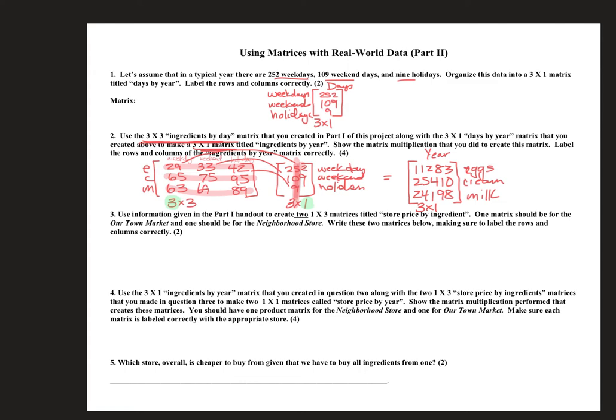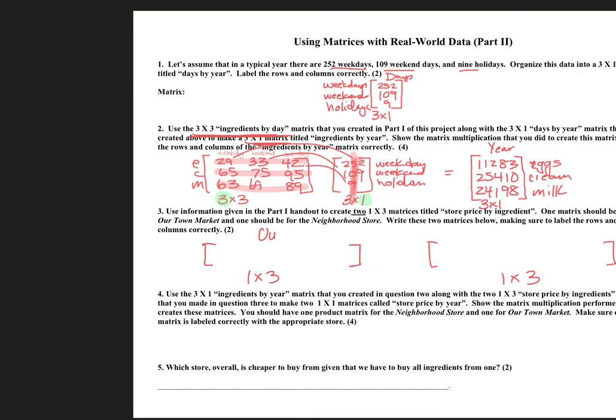Okay, so now that we know how many ingredients we need all year, based off how much ice cream we have and how many days there are and how many batches we make on those different days, a lot of information going on here, but we've finally boiled it down to that. Let's talk about prices then, right? Because the ultimate goal is to figure out which are the two stores we want. So number 3 says I need you to create two 1x3 matrices, 1 row, 3 columns. So these are going to be kind of long matrices here. Let's get 2 of them. And one of them needs to be for our town. So we'll just let the first one be our town grocery store. And the second one needs to be for the neighborhood store.